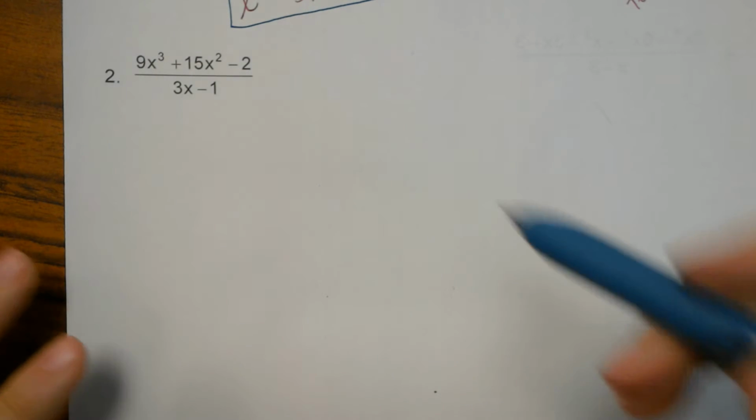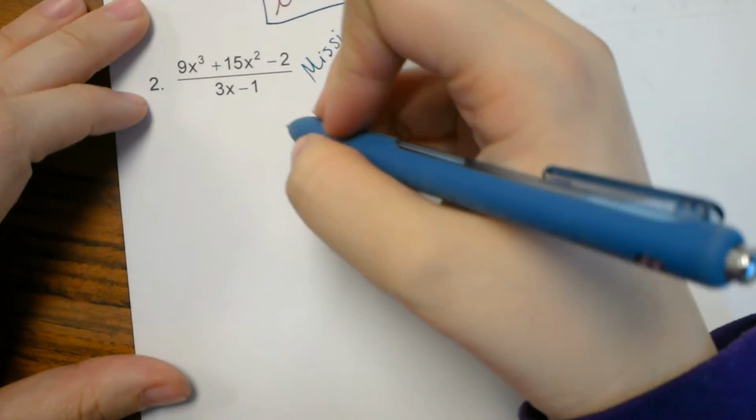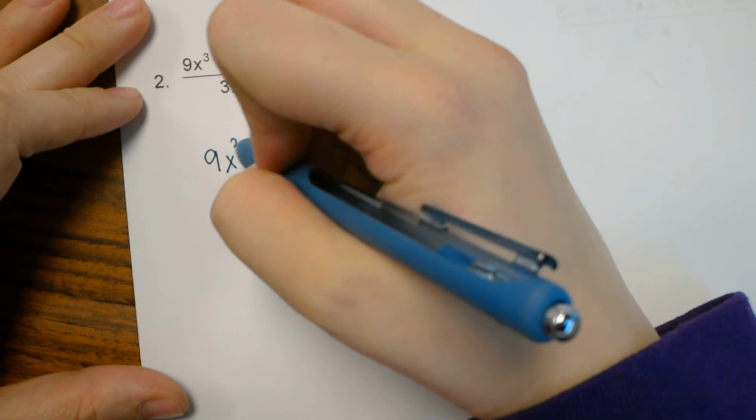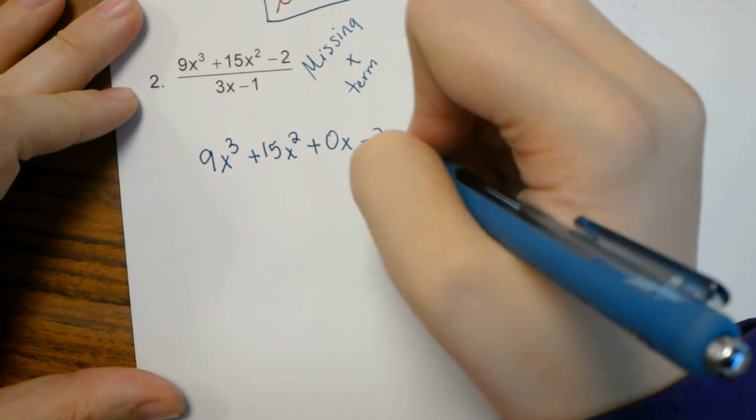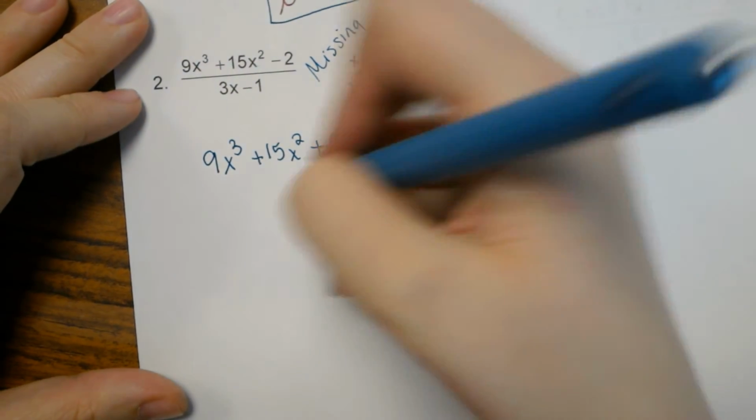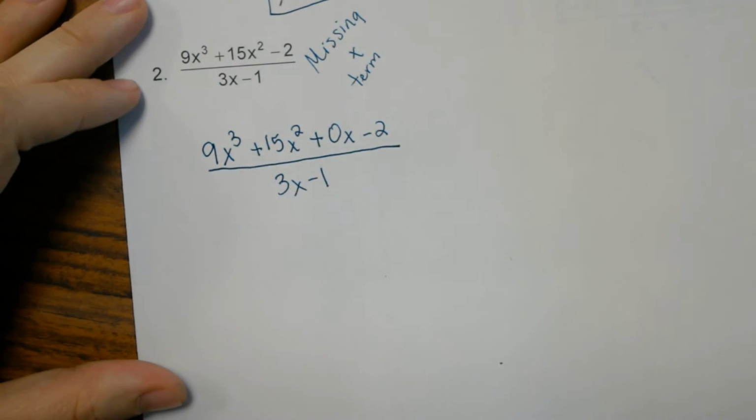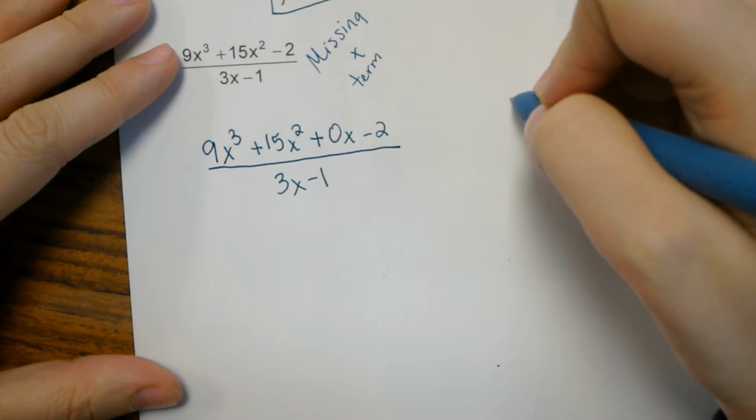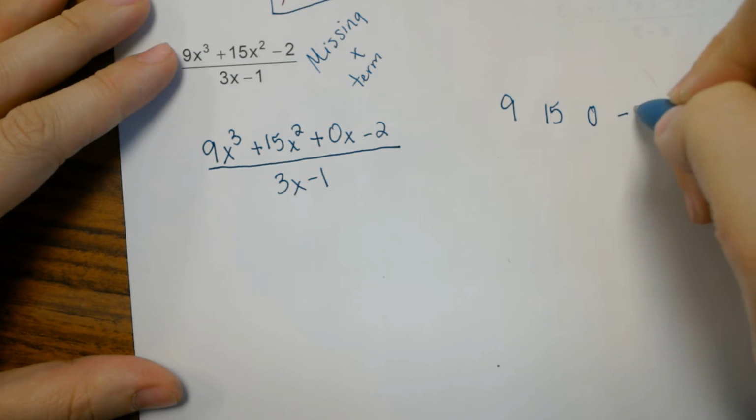So the next one, if I look at my terms, I'm missing the x term. And so I'm going to rewrite this. 9x cubed plus 15x squared plus 0x minus 2. I need a placeholder. So I'll write that 9, 15, 0, -2.